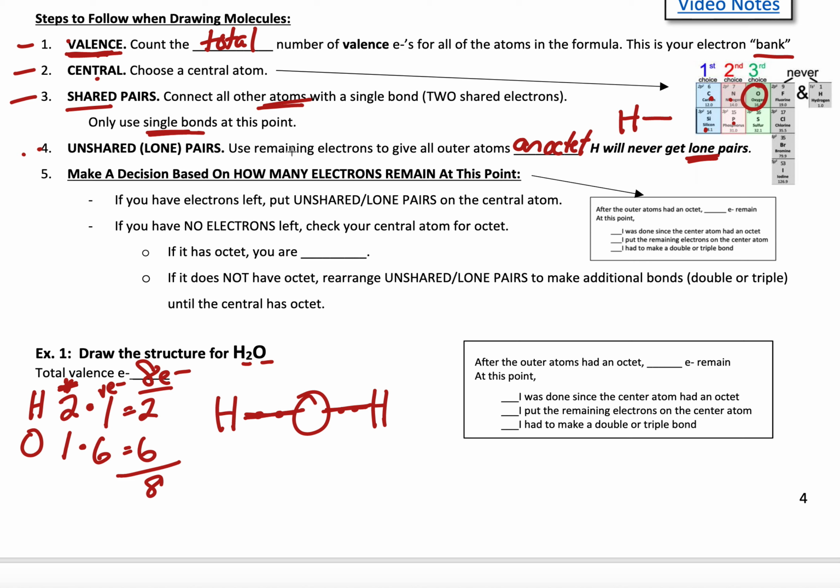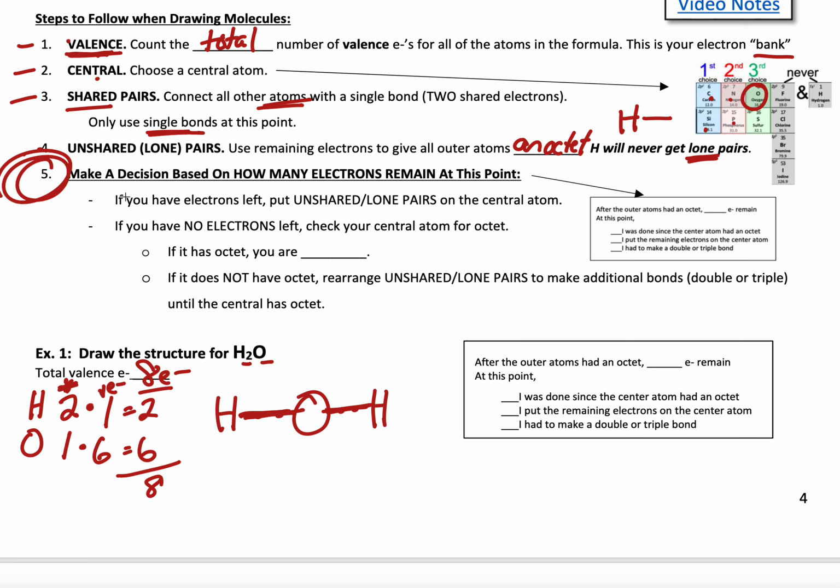I've used any remaining electrons to give the outer atoms an octet. Well, hydrogen has an octet with these two. It has its little octet. It just needs the two electrons, the one bond. So now I get to number 5.